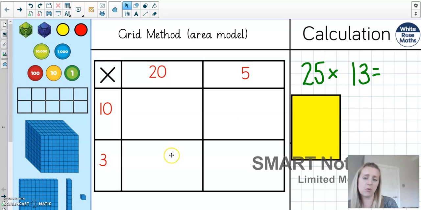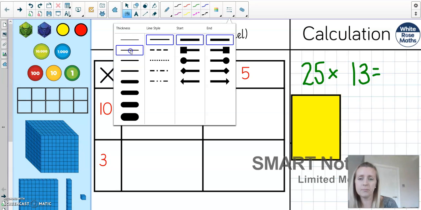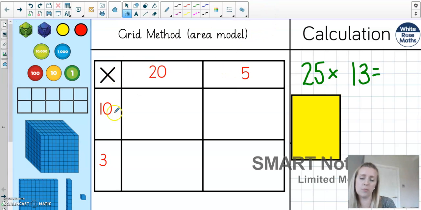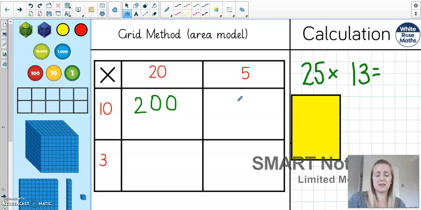Now these blank boxes here, I can start to fill in with some answers. And it's these numbers across the top and along the side that I multiply together. To put an answer in this box here, I need to do 20 times 10. I know that 20 lots of 10 is 200, so I can fill that in there. This box here is 10 multiplied by 5, or 5 multiplied by 10. We know that multiplication is commutative. That means it doesn't matter which way round you do the calculation, you're going to get the same answer. So 10 times 5 is 50.